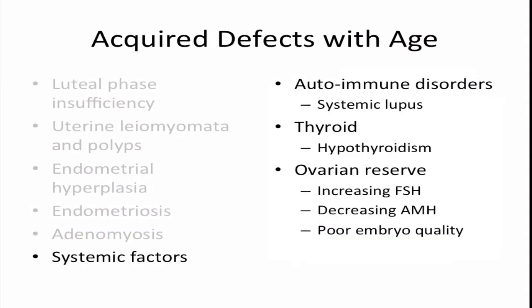Systemic factors are also important when evaluating the woman of advanced maternal age. Acquired defects or diseases such as systemic lupus, hypothyroidism, and ovarian reserve issues should all be addressed in the evaluation of an older woman who is suffering from infertility.